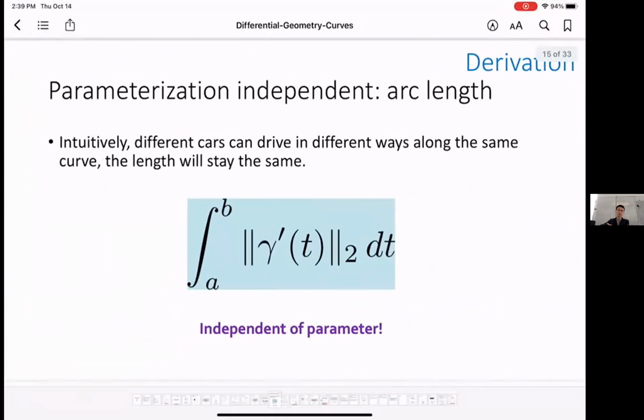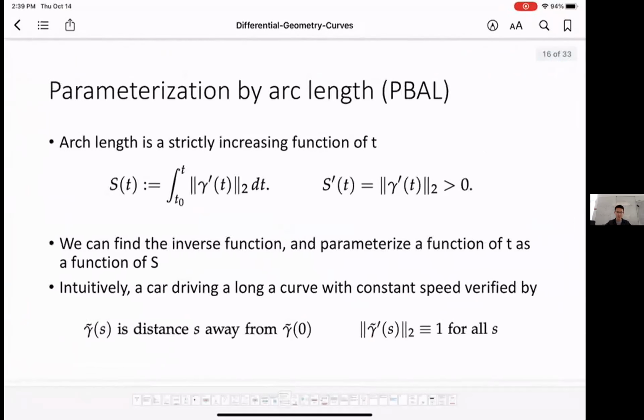Okay, so both properties we just saw are pretty intuitive in terms of the car driving example. Velocity is not a geometric property, but arc length is a geometric property. Then with this arc length, we can ask a question: is there a canonical parameterization that helps us parameterize our curve? The answer is yes.